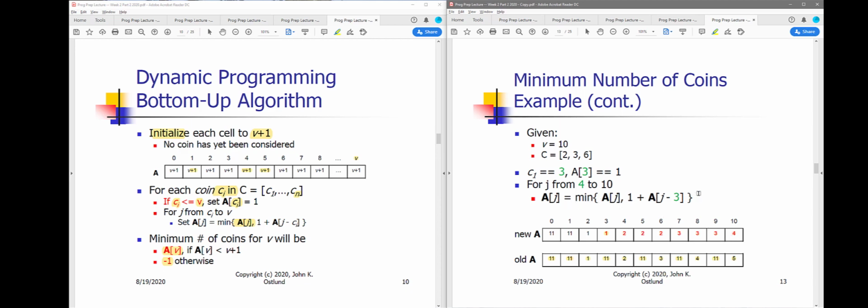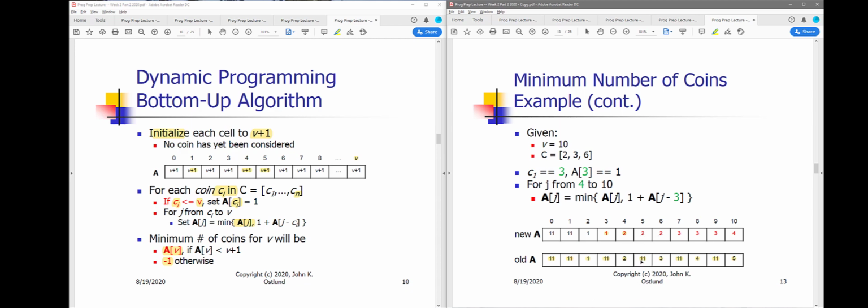we apply our formula again. So for 4 cents, we've got the minimum of 2, which is the value we already have, or 1 plus, let's see, 4 minus 3 is 11. So we've got a choice between 2, which is a sub 4's current value, or 12. Well, clearly 2 is better, so we fill in 4 with the 2.